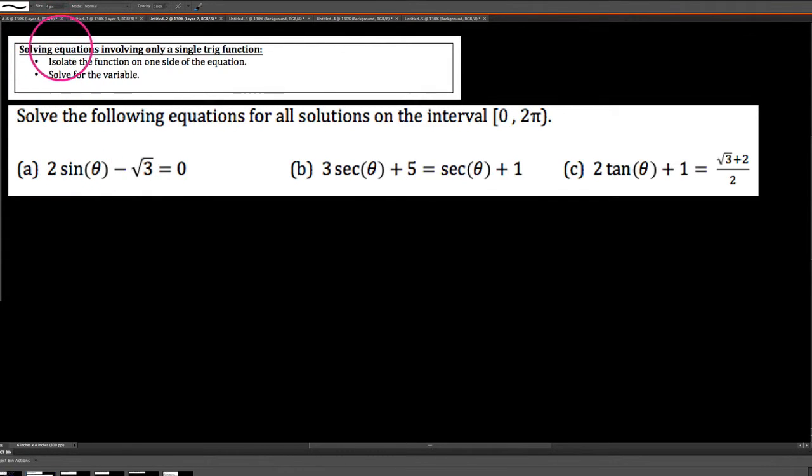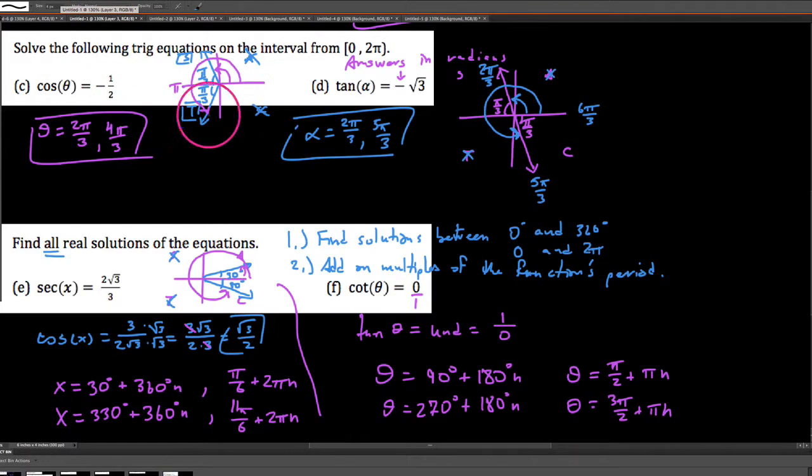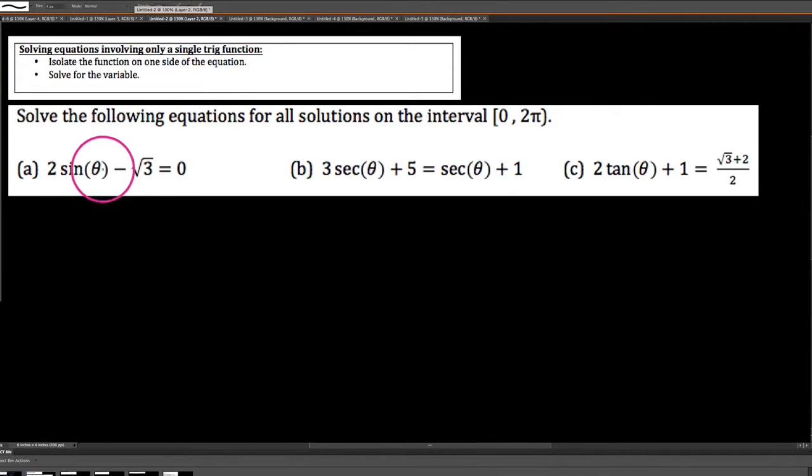The steps involved when solving equations having only a single trig function are to basically isolate the function on one of the sides of the equation and then just solve for the variable. So, kind of like we did in our last video, where we just had all these trig functions isolated, and we said, okay, what would make this true? That's going to be our goal, to isolate the trig functions in this video.